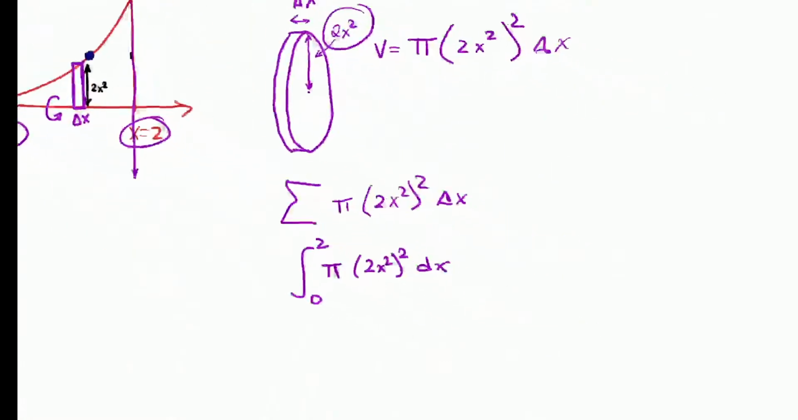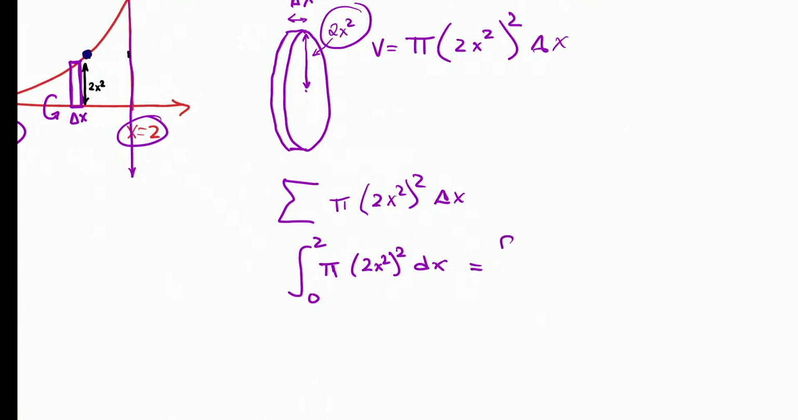So most of them hopefully will be this easy, but every now and then you'll have something that's a little bit more challenging. Oh, here, clean this up a bit more, and then we'll get someone to help me out. So this will be 4 pi times the integral from 0 to 2 of x to the 4th dx. Does that look all right?